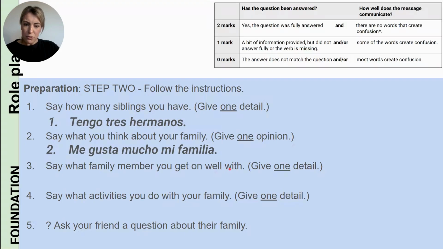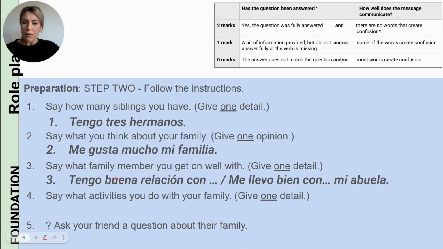If you don't remember how to say get on well with, maybe I have a good relationship with, but I'm going to go with tengo buena relación con, I have a good relationship with, or me llevo bien con, I get on well with, and then a family member that I remember, not necessarily the actual person, and I remember the word mi abuela, my grandma. So, me llevo bien con mi abuela or tengo buena relación con mi abuela would be a really good answer to number 3.